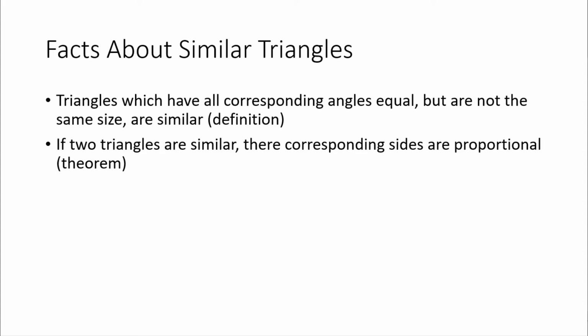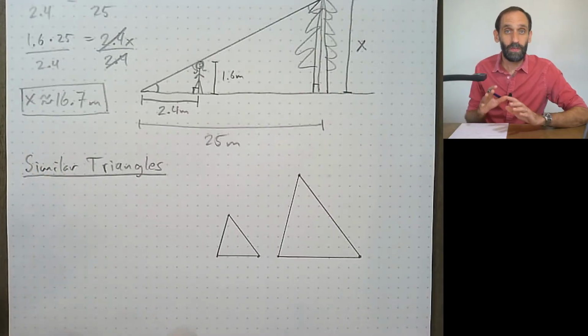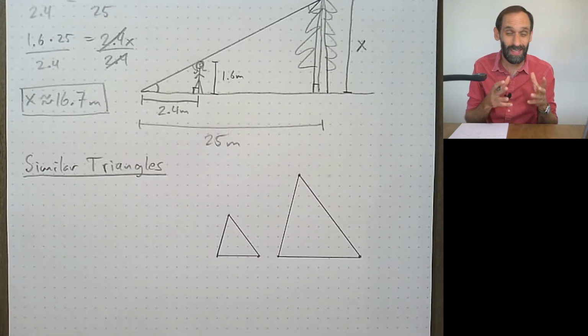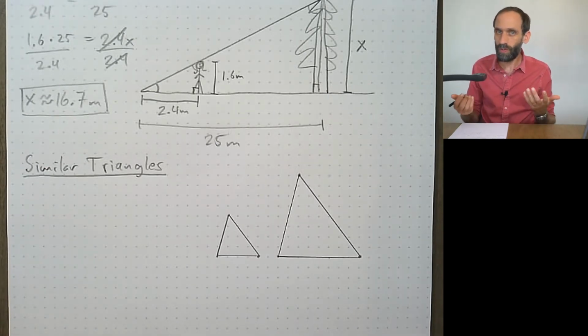A second fact that we're going to be talking about today is the fact that if two triangles are similar, then their corresponding sides are proportional. Now that is a theorem. It isn't part of the definition, but it turns out it will follow from this definition of similar triangles having all angles equal but different sizes. So let's look at an example of this. Actually, first let's look at how we can express this fact about proportionality algebraically.